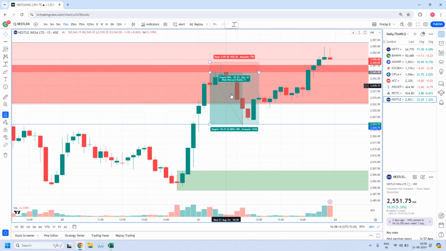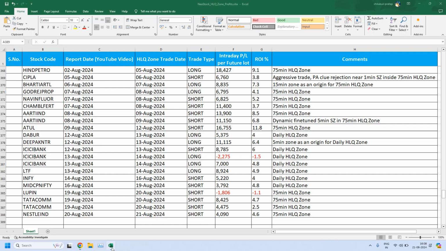But today it has given up to exactly 1:5 RR. I have fine-tuned the zone. In yesterday's video I also explained how to fine-tune the zone. The technique I have explained is a very important technique. So how much profit has Nestle given today? 4,090 rupees profit, which is 4.6% ROI.